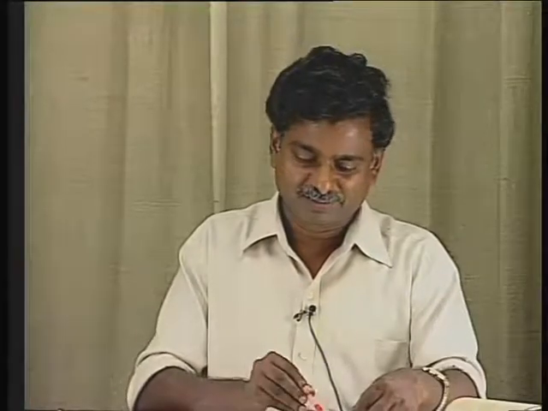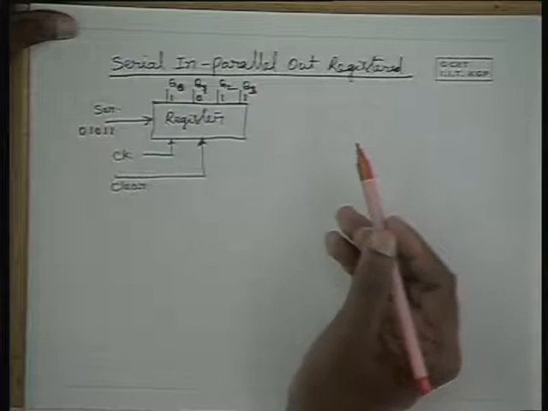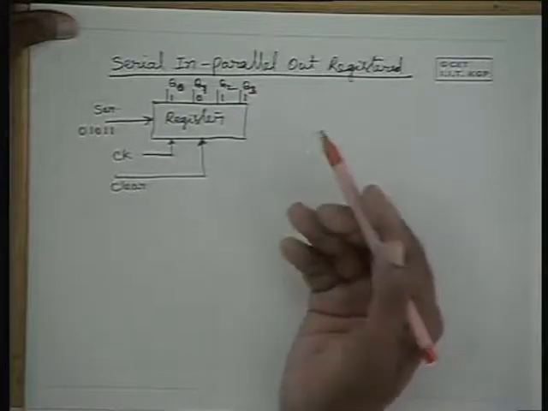So we can feed in serial data, and we can make use of it in a single instance. We can make use of the parallel data in a single instance.